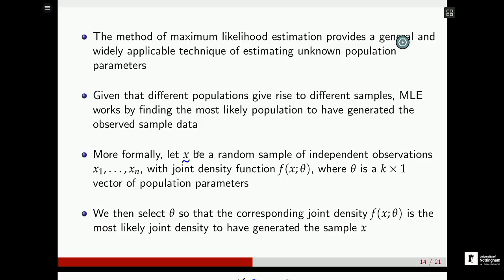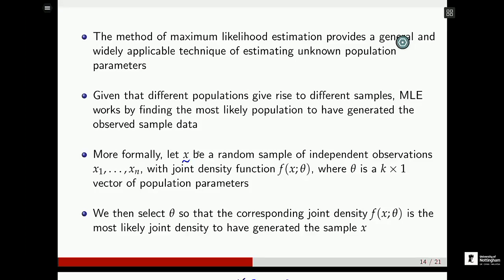The other argument would be the population parameters. So if this was to do with a normal distribution, theta would represent the mean and the variance, because that would be the thing that governs the normal distribution. But in very general terms, we'll just write theta down as a k by 1 vector of population parameters. And that's going to be the thing we want to estimate. What maximum likelihood does then is it picks theta so that the corresponding joint density function is the most likely one to have generated the observations or the sample that we've got in our x vector.